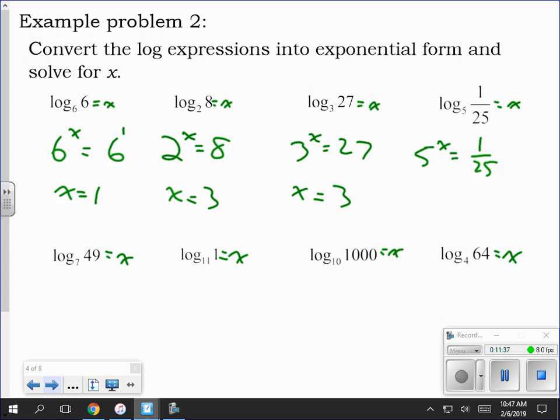X equals -2. 5 squared is 25. The negative makes it 1 over 25. X equals -2.